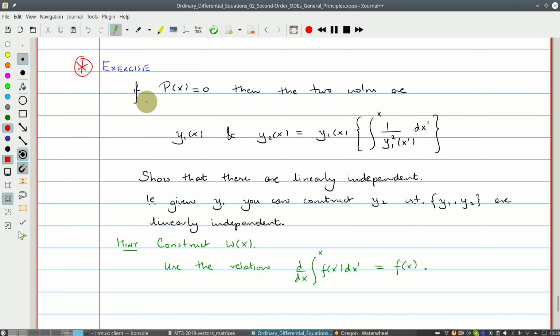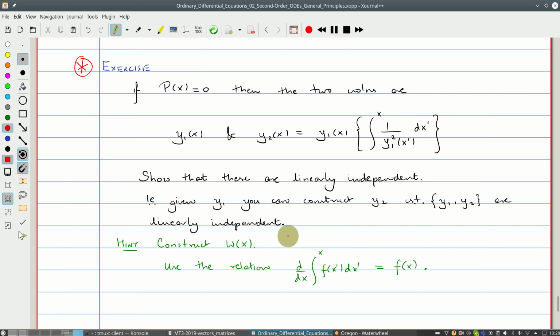So this is not the most general exercise, but this one simplifies life a little bit. If p of x is 0, then the two solutions are y1 and y2 given in terms of y1 using Abel's formula. Show that these two are linearly independent. That is, given y1, you can always construct y2 such that the pair y1 and y2 are linearly independent, which means the second order ODE will have two linearly independent solutions and no more than two. We've shown that there can be no more than two from the Wronskian. We've shown that there will be two and not one because of Abel's formula.